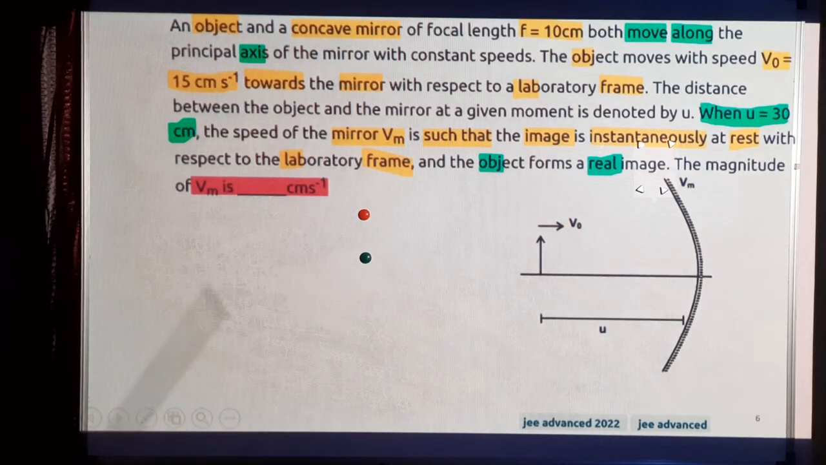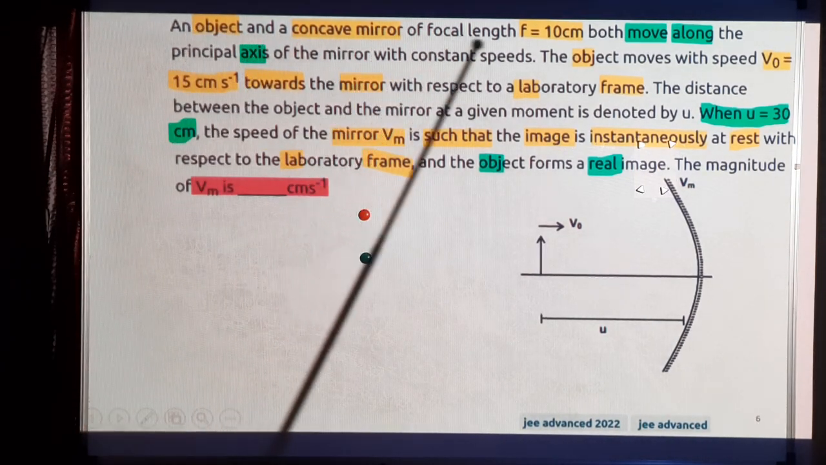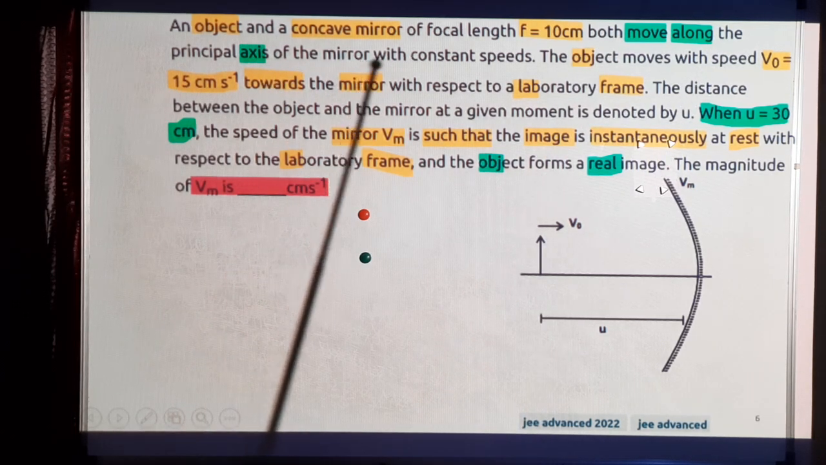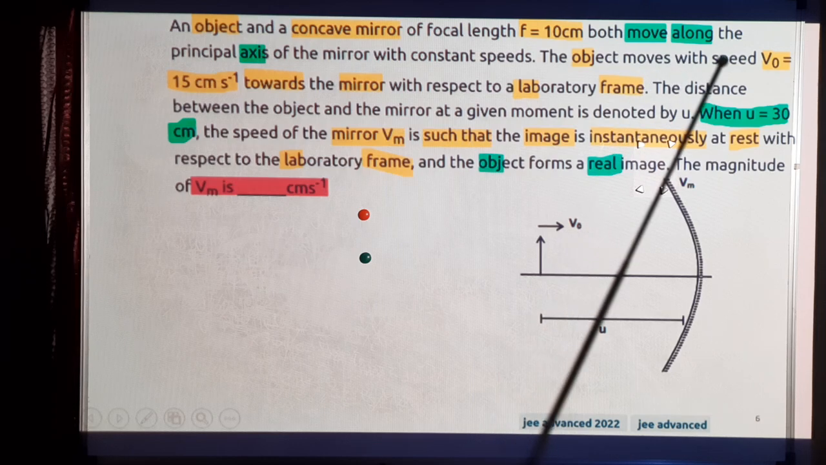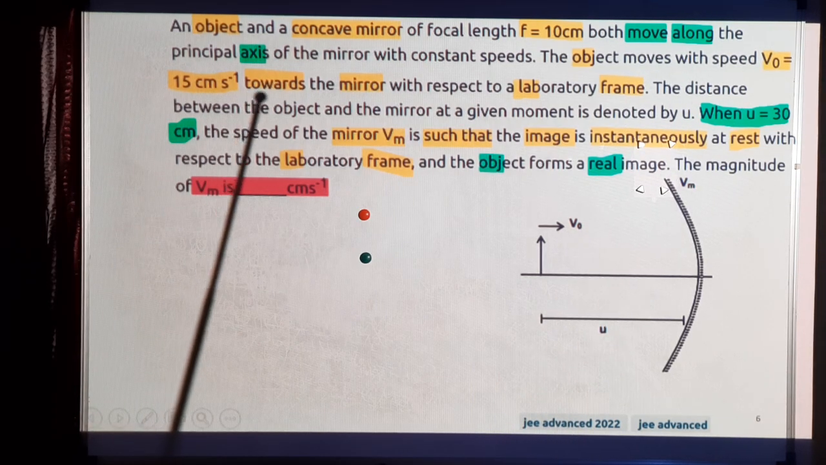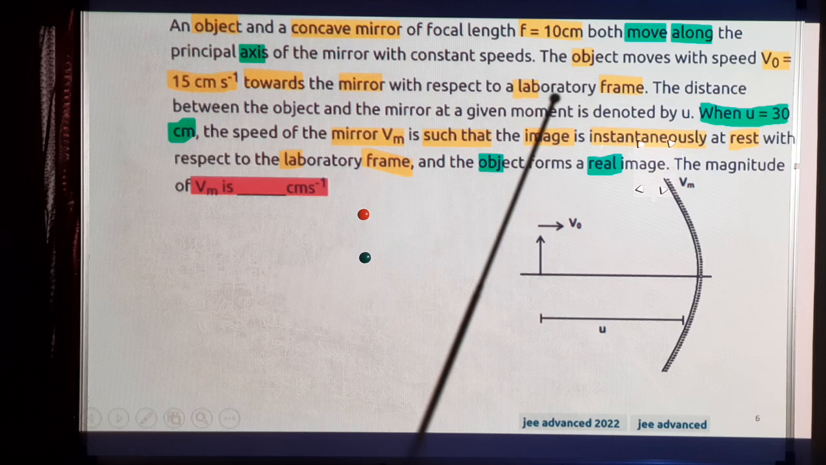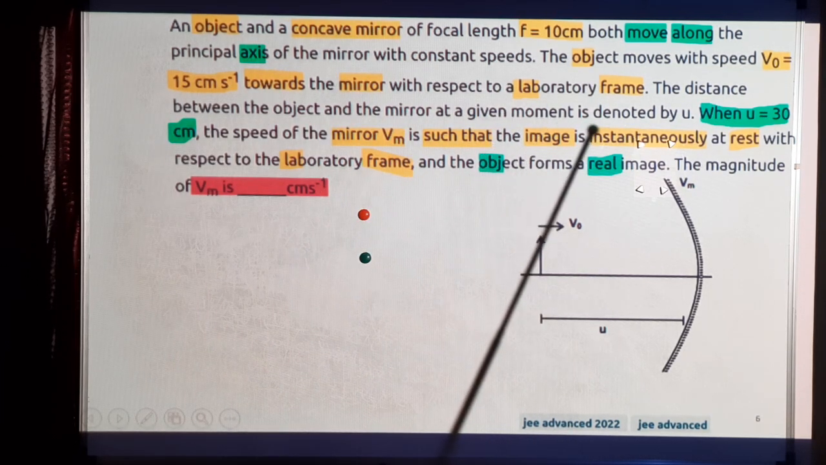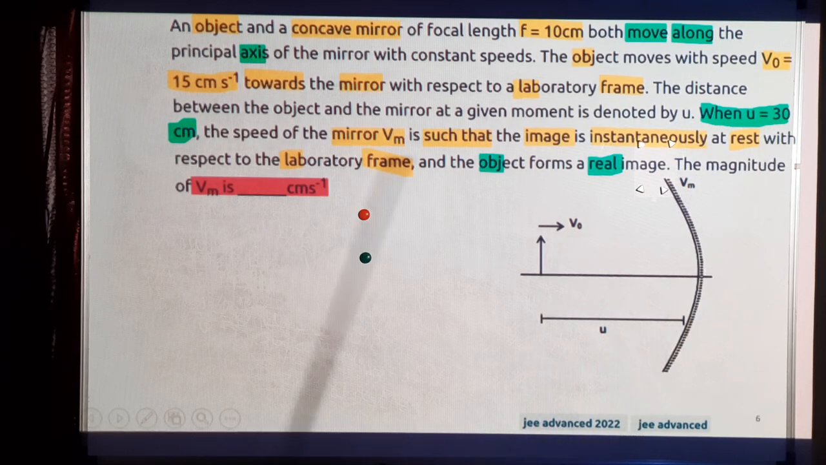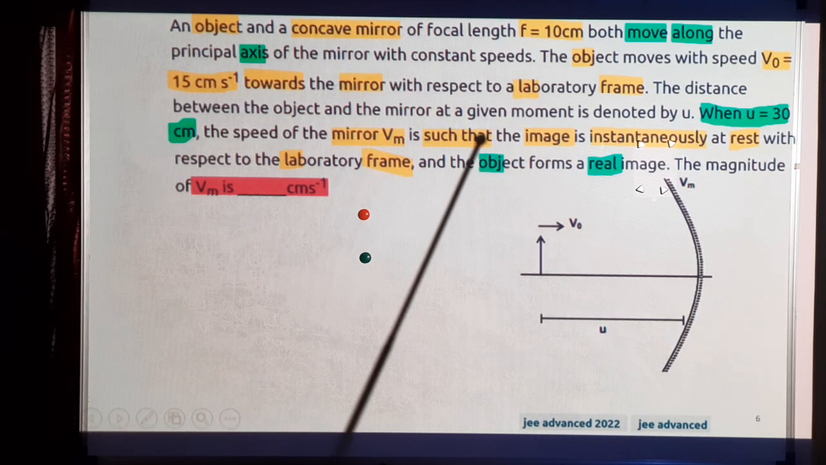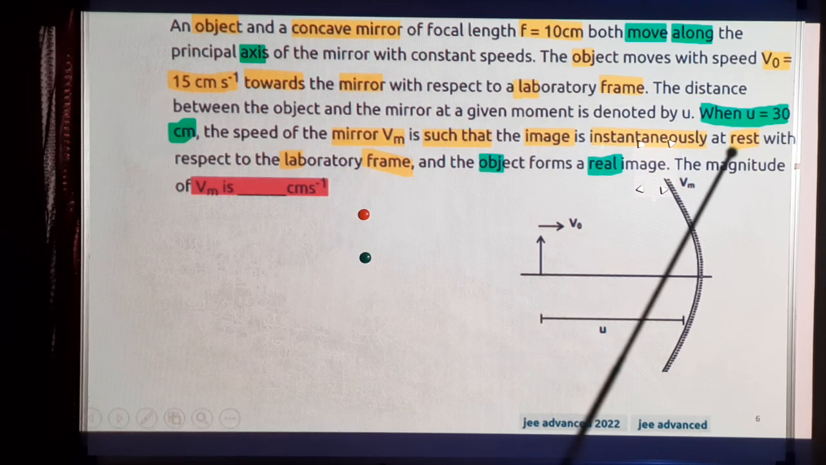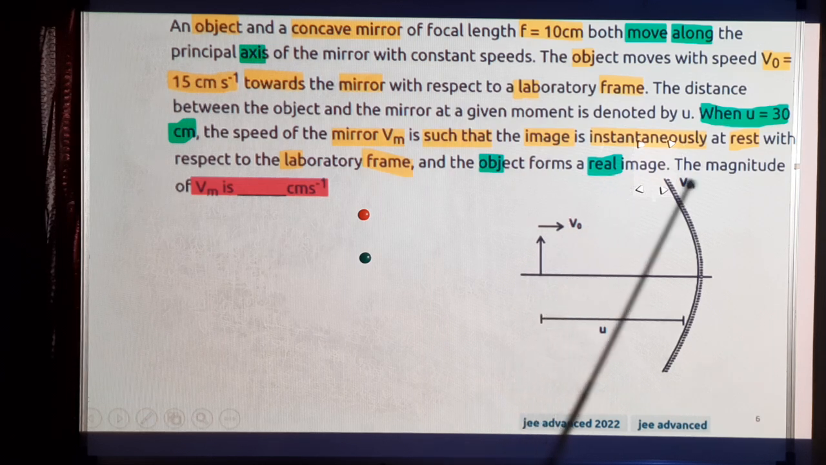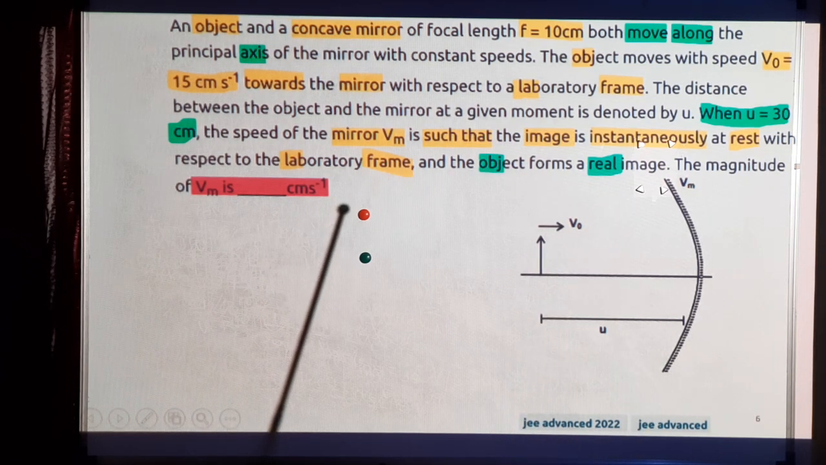This is the question. An object and a concave mirror of focal length f equal to 10 cm both move along the principal axis of the mirror with constant speeds. The object moves with speed v0, 15 cm per second, towards the mirror with respect to a laboratory frame. The distance between the object and mirror at a given moment is denoted by u. When u equal to 30 cm, the speed of the mirror Vm is such that the image is instantaneously at rest with respect to the lab frame, and the object forms a real image. The magnitude of Vm is dash centimeter per second.